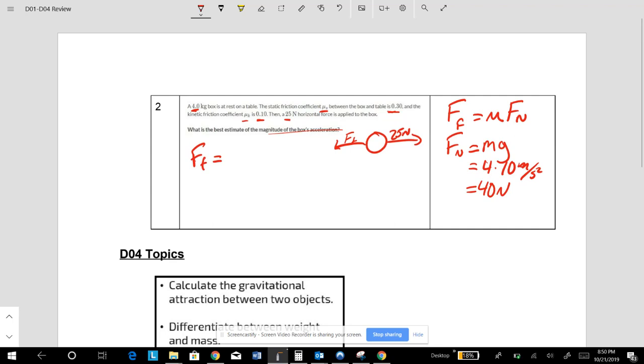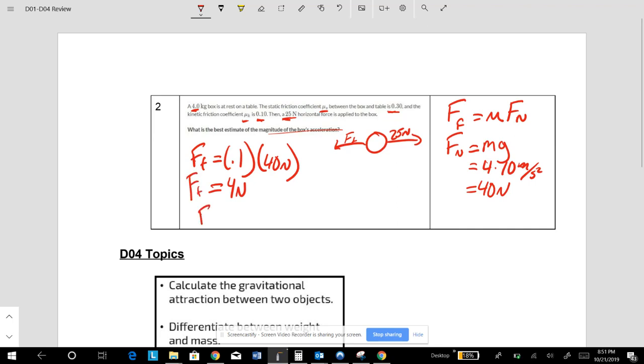So we're looking for the force of friction. Our coefficient that we're going to use is, since it is sliding, it does have a 25 Newton horizontal force, we're not going to use static friction. We're actually going to use the kinetic coefficient, since it's moving. So we should use 0.1 times 40. And I can tell you right off the bat, 10% of 40 will be 4 newtons. So our friction force is 4 newtons.